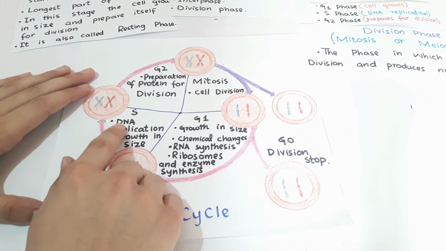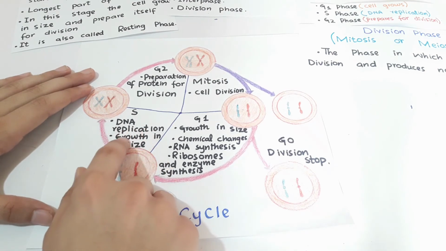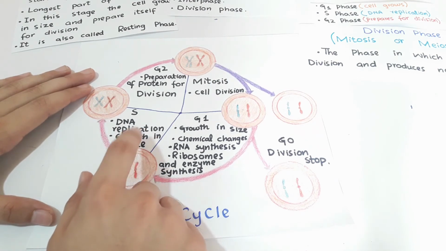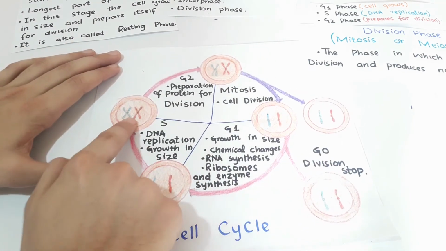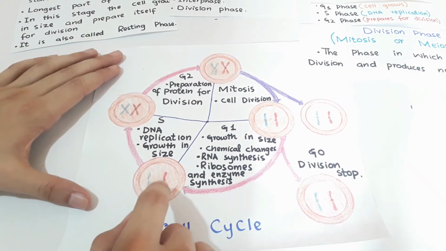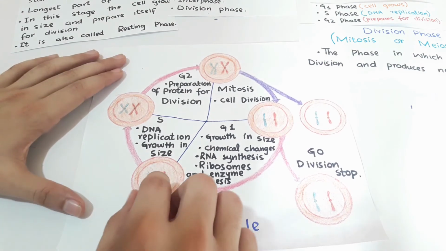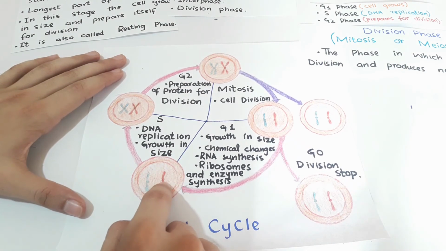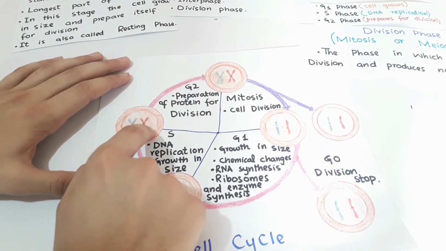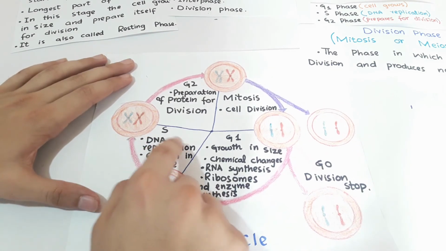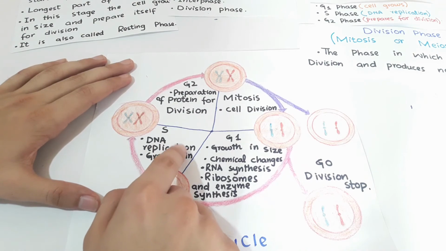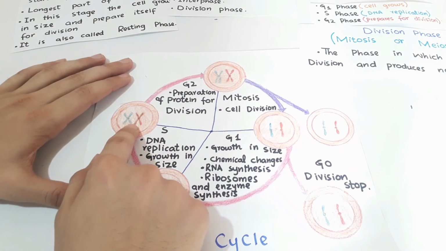In S phase, the DNA replication takes place, and growth of the cells also continues in this phase. Here you can see that in this cell, the arms of chromosomes are only 2, while in this cell, the arms of chromosome become 4. It's because of DNA replication. In DNA replication, the chromosome becomes double and copies itself.